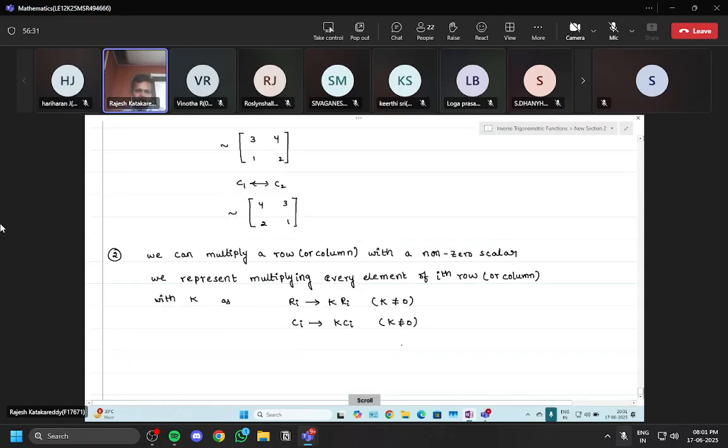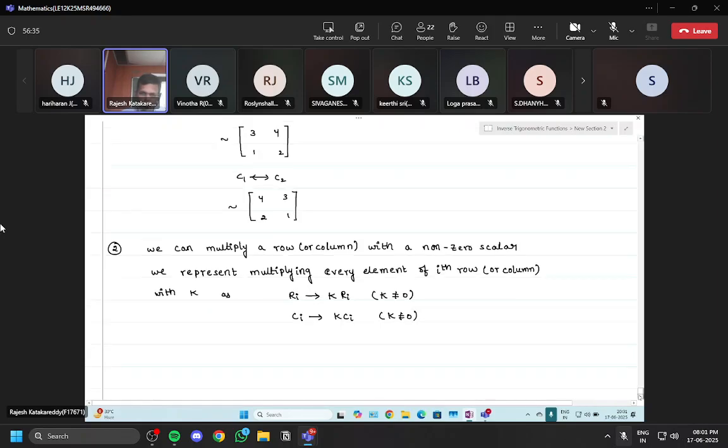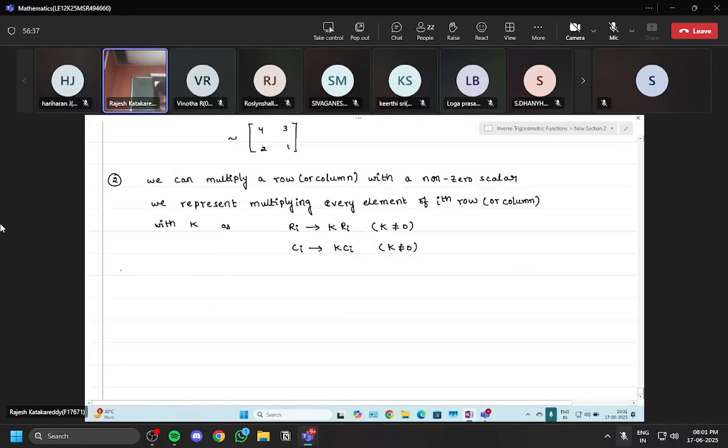Let us take one example to understand, maybe the same matrix, A equals 1, 2, 3, 4. And then we apply a row operation here: row 1 we are changing to 3 times row 1.